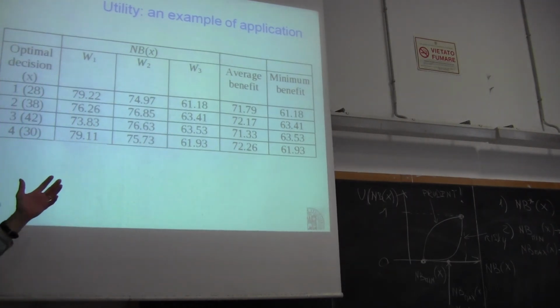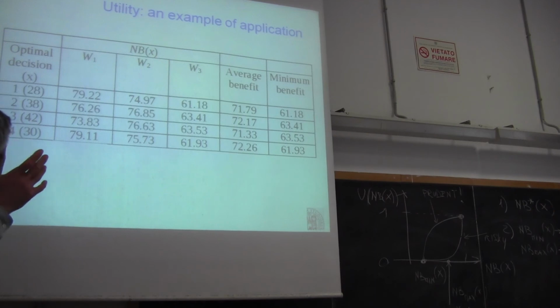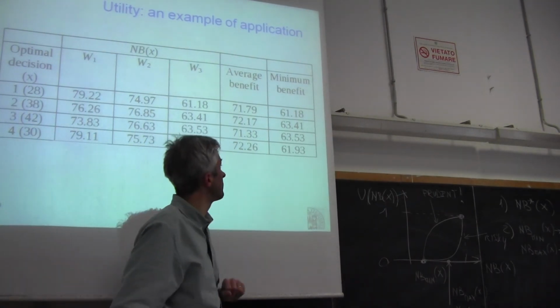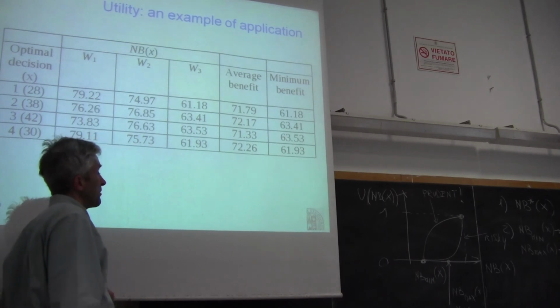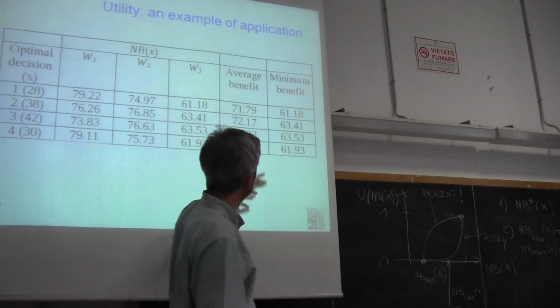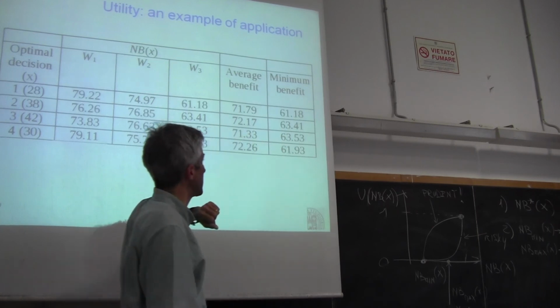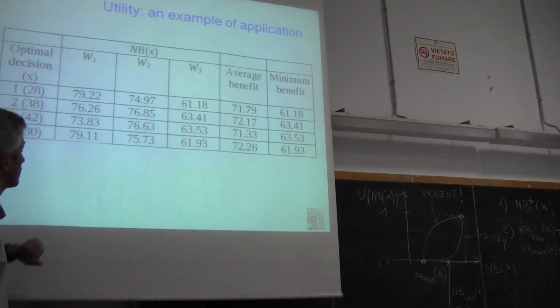A fourth possibility. Let's suppose that I get an allocation of 30, and then let's see what happens. This is the average benefit, and this is the minimum. So what is the maximum of the minimum? The maximum of the minimum would be this allocation. So if I decided according to the maximum of the minimum, I would take an allocation of 42.